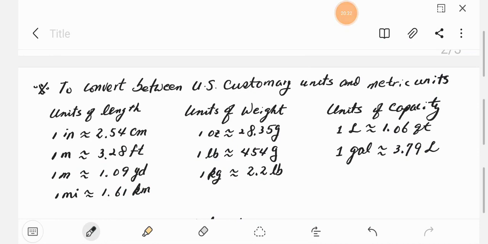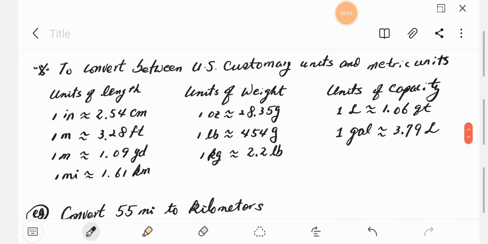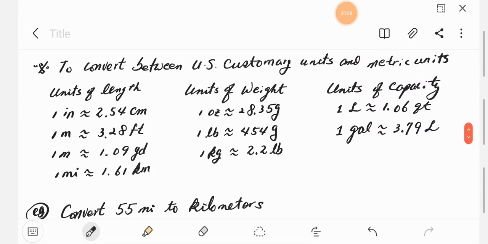Okay, now let's convert US customary units and metric system units. There are three different types: units of length, units of weight, and units of capacity. Let's compare these two systems, the US customary system and the metric system. 1 inch is approximately equal to 2.54 centimeters. And 1 meter is approximately equal to 3.28 feet.